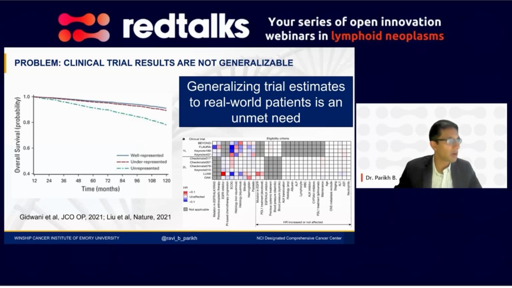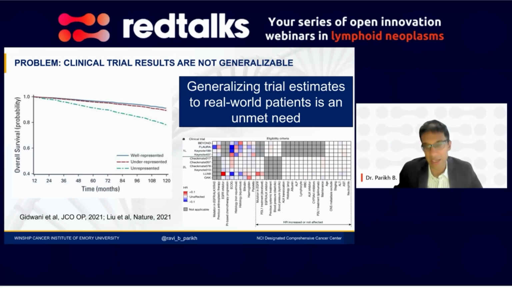Well, as you can see from the graph on the left, which comes from a JCO paper published in 2021, patients who are well represented in clinical trials, indicated in blue, tend to have much greater survival than patients who are unrepresented or underrepresented in clinical trials, indicated in the red and the green lines.